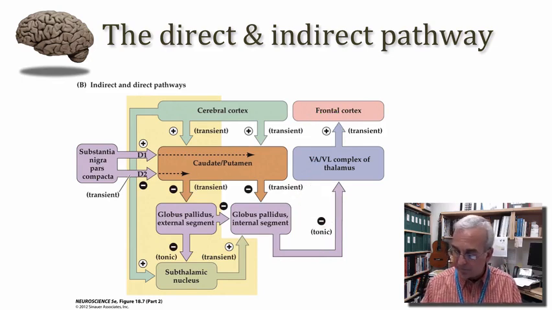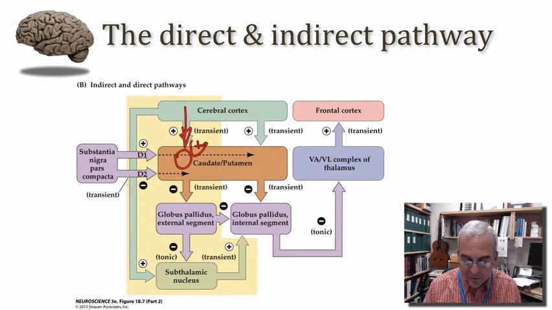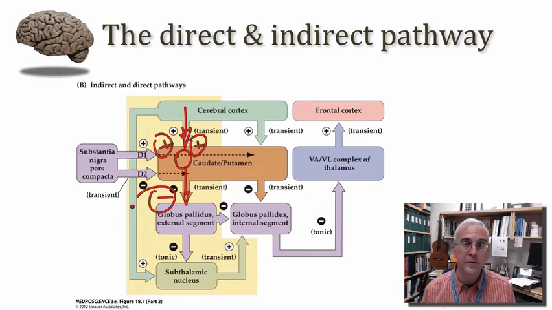And here's how this works. So let's focus now on the indirect pathway. So the indirect pathway again is here on the left side of the figure. We imagine that there are some striatal cells that are being driven to fire action potentials by input from the cortex. Those striatal cells send inhibitory projections to the external segment of the globus pallidus. This means that the tonic inhibition of these cells in the external globus pallidus is transiently suppressed.